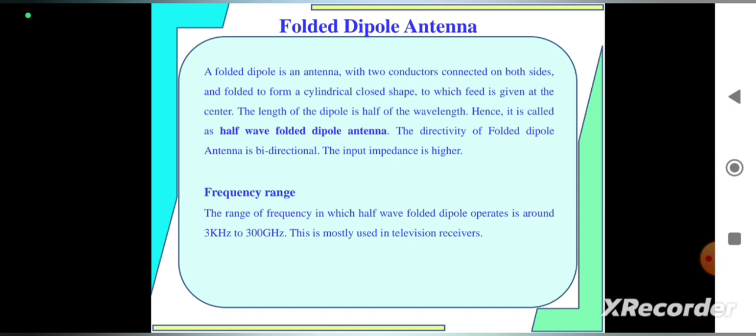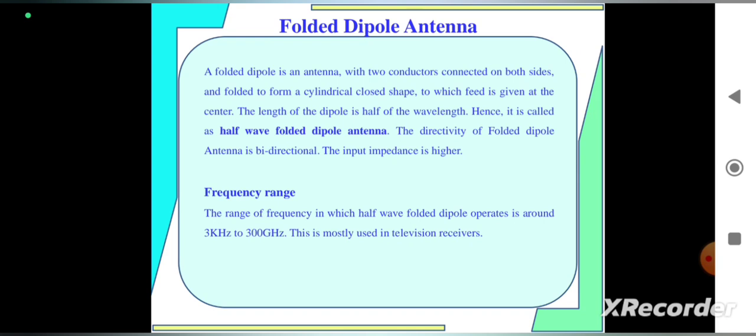If the total current fed at the terminals is I, then each dipole will have current I by 2. Thus, with the same power applied, only half of the current flows in the first dipole, and hence the input impedance increases and it becomes 4 times. Okay, the folded dipole antenna is a very useful and high directivity antenna.